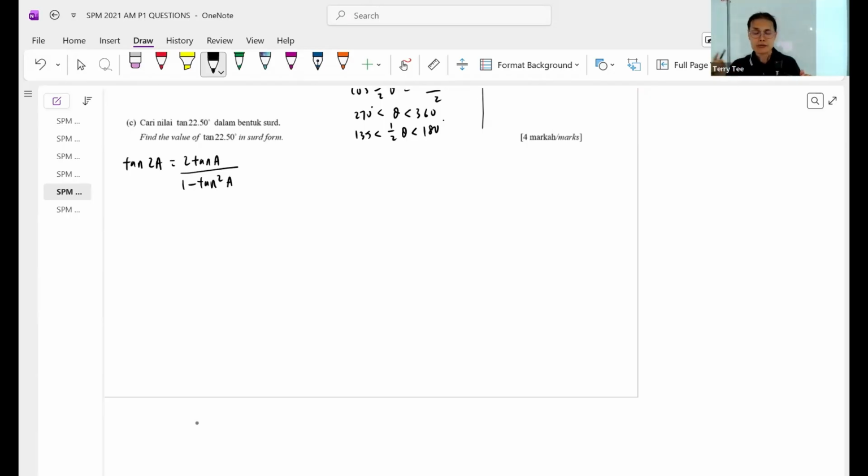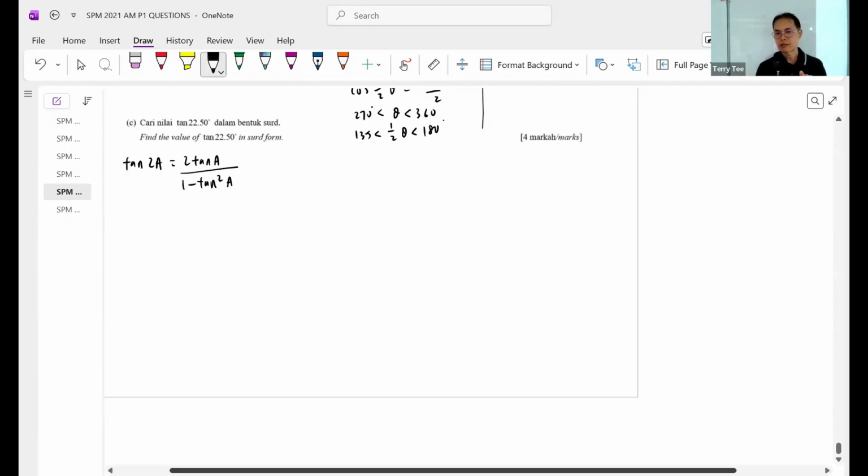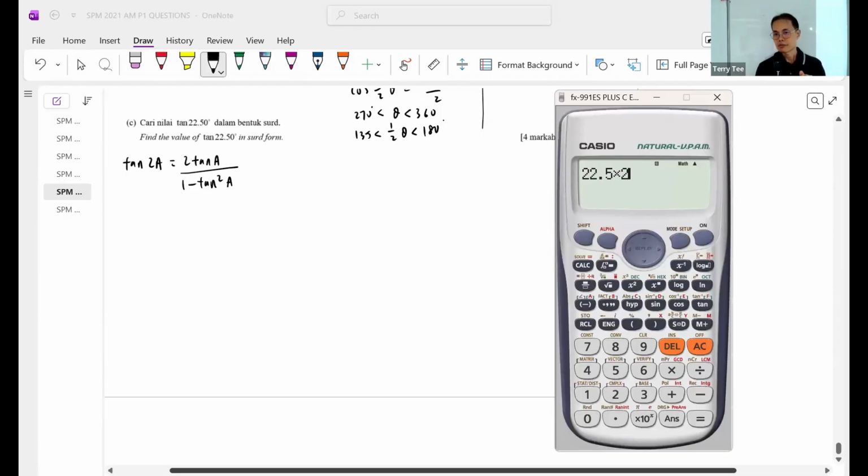Now 22.5 if you times 2 is what? 45, right? Tangent 45 is a special angle. Special angle we can find. Oh, sorry, you need to use a calculator in degree mode. Degree mode. Tangent 45 is 1.